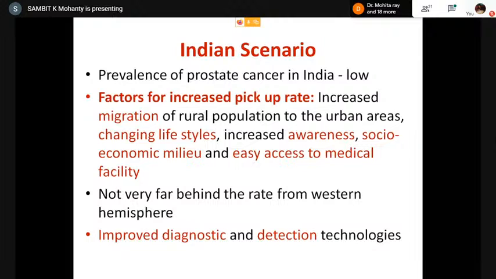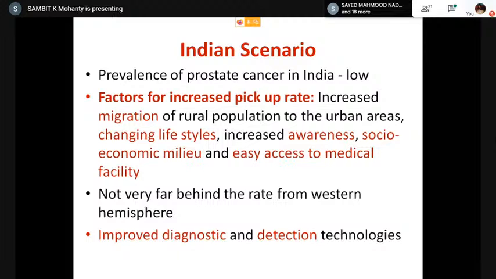Let's talk about India. The prevalence of prostate cancer in India is still low, but is increasing. Why? The factors responsible for the increased pickup rate of cancer are increased migration of the rural population to urban areas, change in lifestyle, people coming for health checkups, increased awareness, and a changing socio-economic milieu with relatively easier accessibility to medical facilities. So we are not far behind the Western hemisphere in picking up prostate cancer. And also, we are doing well.